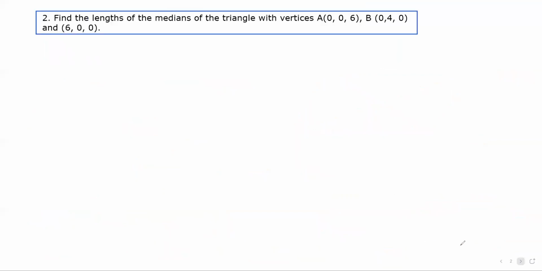Next, find the lengths of the medians of the triangle with the vertices given. So you have to find the lengths of the medians of the triangle. So let's draw a triangle first.